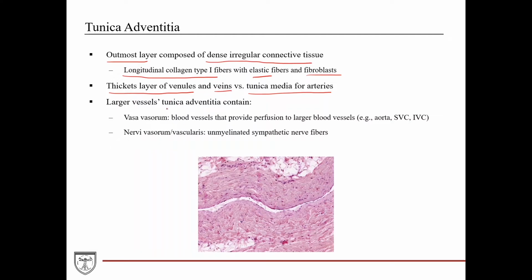For larger vessels, their tunica adventitia often contains a few additional features. One, the vasa vasorum, which are blood vessels that are actually running within the adventitia and provide perfusion for larger blood vessels, because these are very large diameter structures and they have a lot more tissue that needs perfusing. So you have this vasa vasorum, this extra blood supply. And you find that in the aorta, superior vena cava, inferior vena cava. Then you can also have the nervi vasorum or vascularis, and these are unmyelinated sympathetic nerve fibers as well.